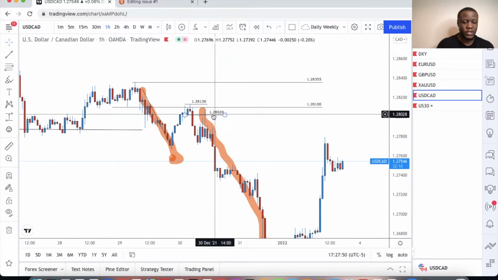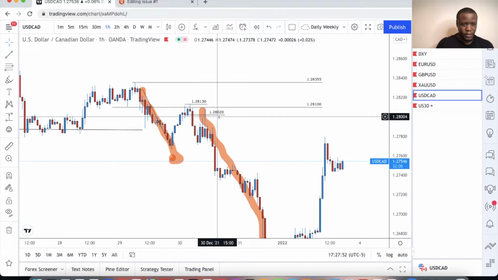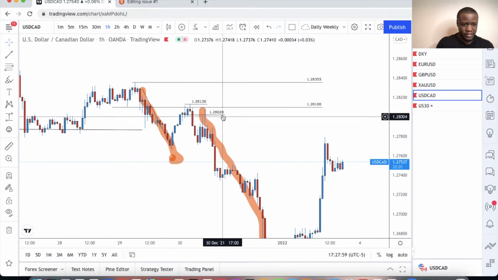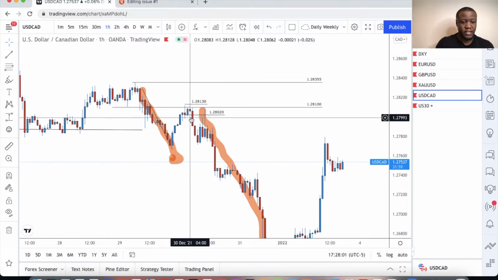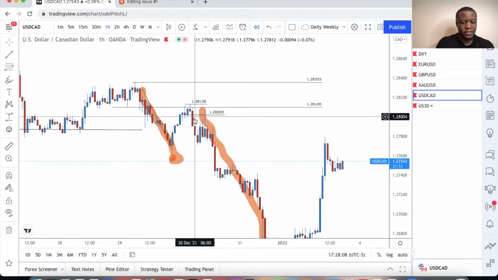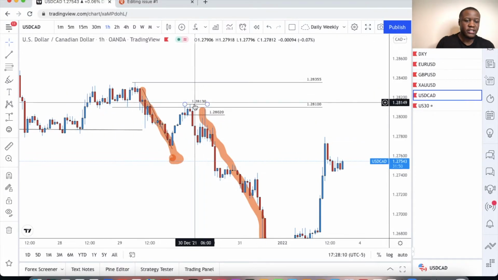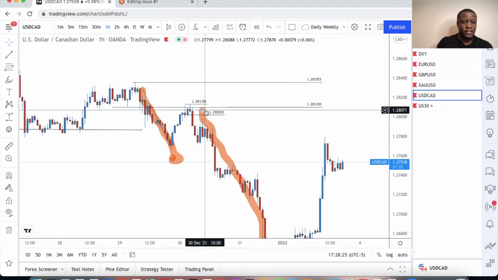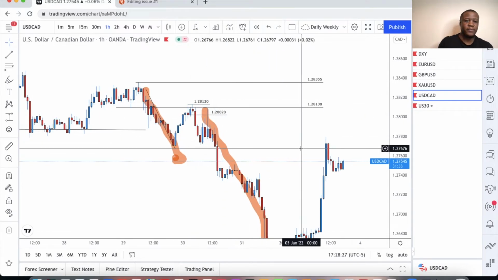So your entry once again would have been 1.28020. So you'll enter that on the sell stop once you see this higher time frame 4-hour level hit. And then once it comes down, you will be entered into the trade. Your stop will be the high of the candle that hit the higher time frame level, which is 1.28130.